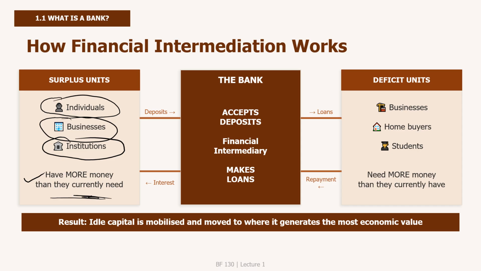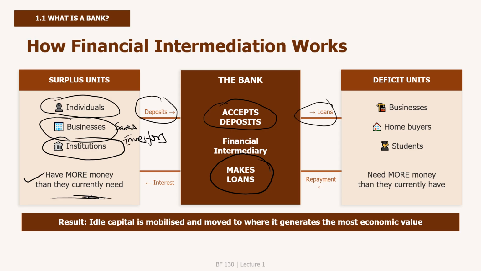And how do you know them? Usually, these will be savers, for example, investors, and so on and so forth. What happens is that these units will make deposits to an intermediary, here a bank. So the bank will accept these deposits and then make an asset called a loan, so loans.